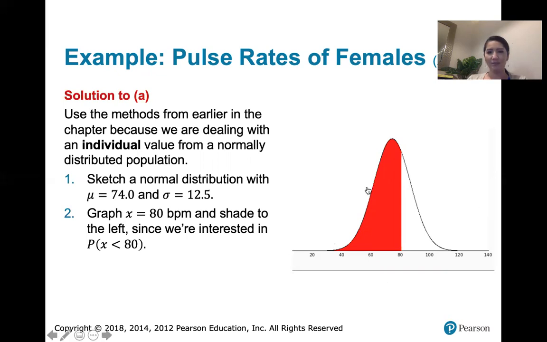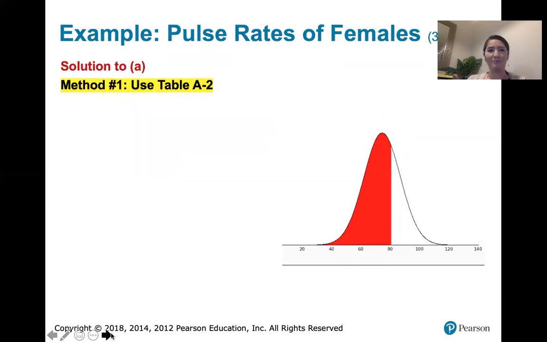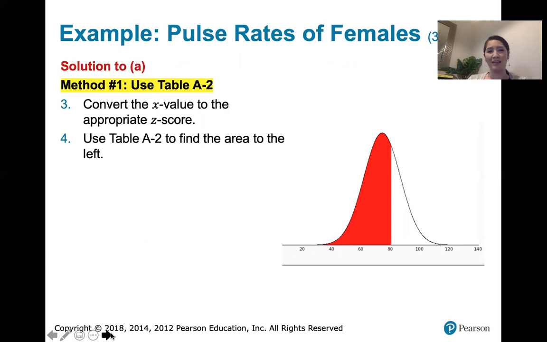So I graphed a normal distribution with the correct mean and standard deviation, and then I asked the grapher to graph to the left of X equals 80, and this is what it gave me. Now I'm trying to find that probability, so I want the area of that red shaded area right there. And we can find that area using either table A2 or Excel. If I'm using table A2, I have to take that X value and convert it to the corresponding Z-score. And then we'll use table A2 to find the area to the left.